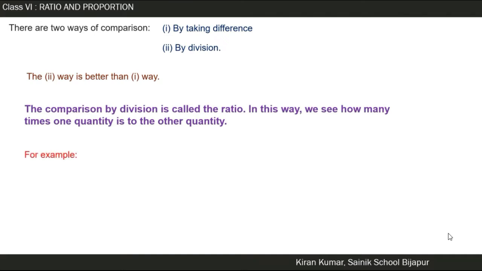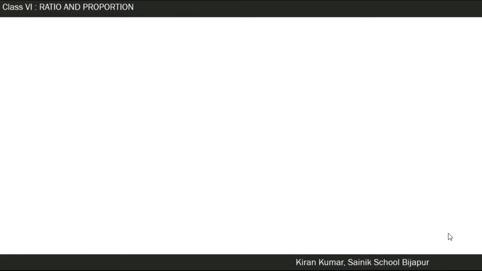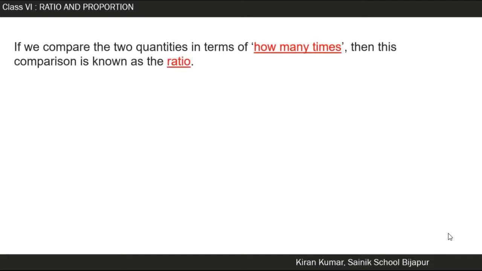For example, if Aishwarya got 75 marks and Neha got 25 marks in an examination, then we can say that the marks obtained by Aishwarya are 3 times the marks obtained by Neha. If we compare two quantities in terms of how many times, then it's a comparison. This comparison is known as the ratio. The ratio is denoted by the symbol.